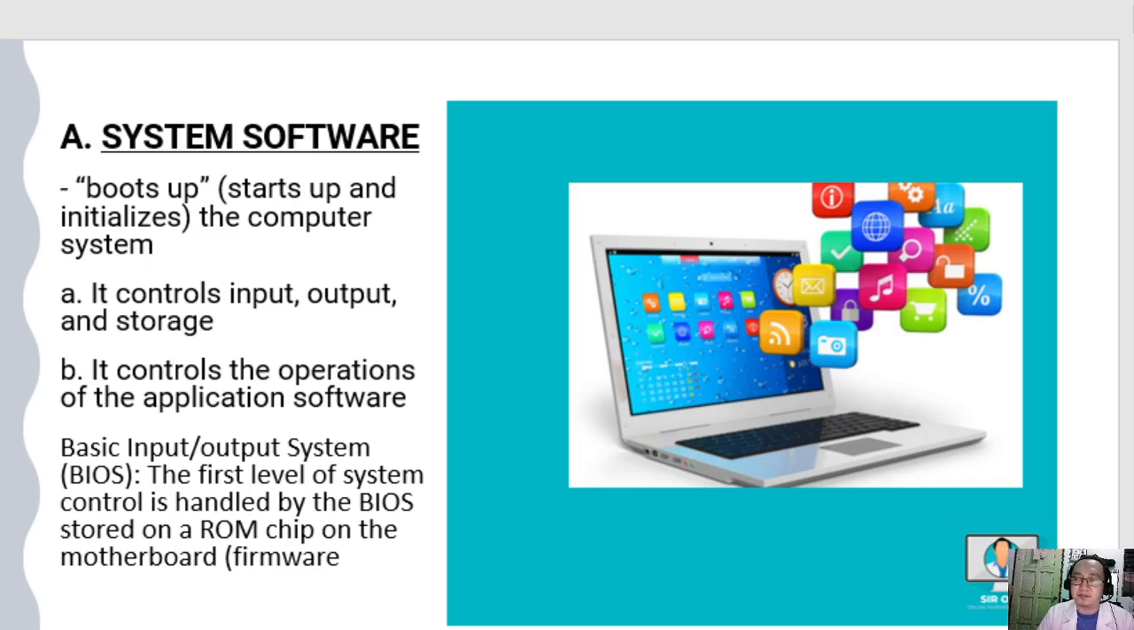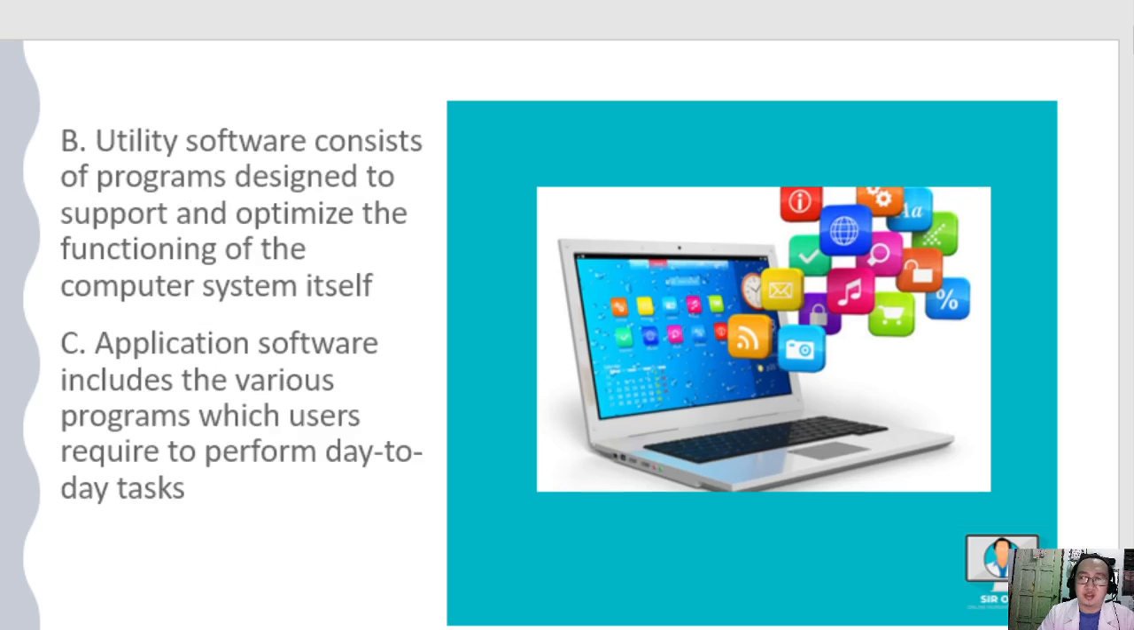And this is a common term here. We have BIOS, or basic input output system. This is the first level of system control, which is usually handled by the BIOS, which is stored on a ROM chip on the motherboard or in the firmware. So that is the system software. We are going to discuss more as we go on in this presentation.